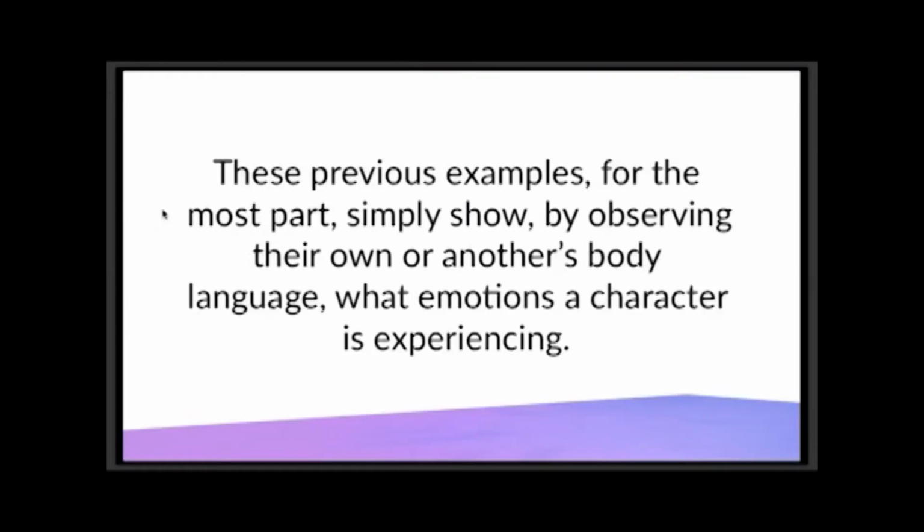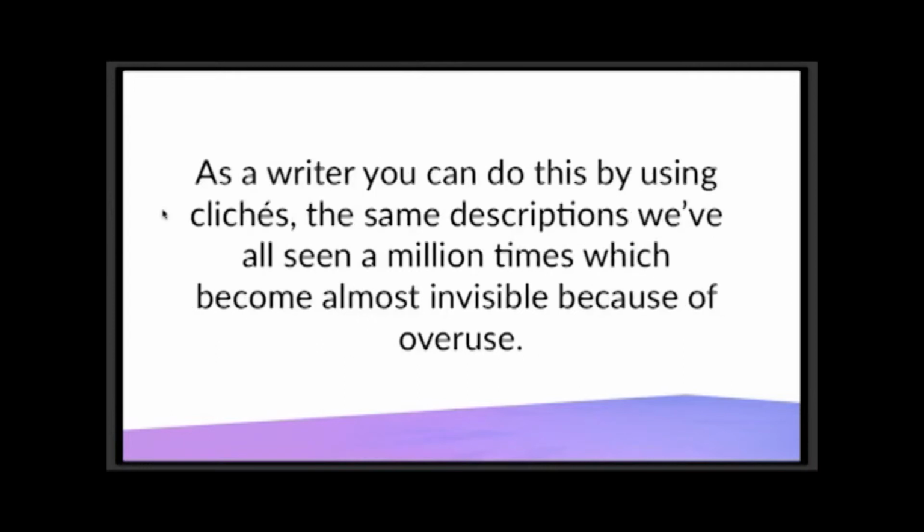These previous examples, for the most part, simply show by observing either their own or another's body language what emotion a character is experiencing. Now, as a writer, we can do this by using the cliches. The same descriptions we've all seen a million times, which become almost invisible because of overuse. We could write, I felt afraid. We could write, his knuckles tightened and turned white. Now, this we often see, but then the writer stops there.